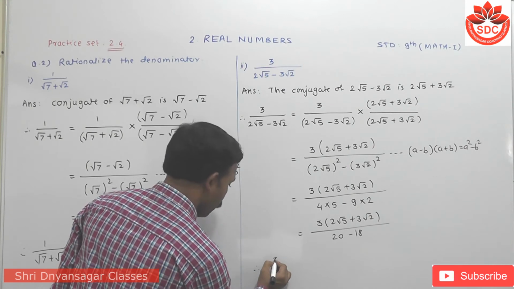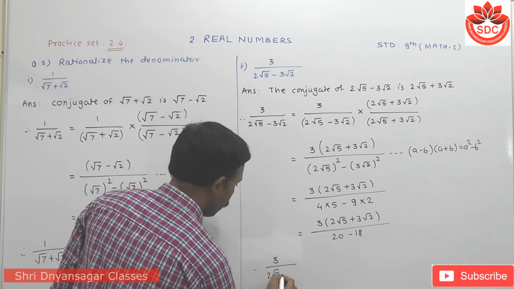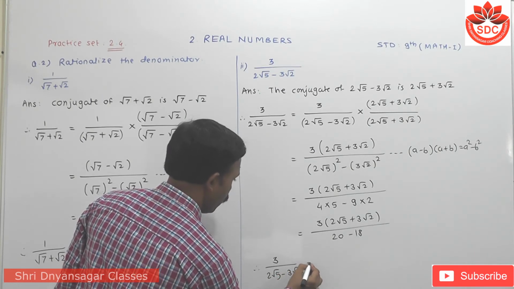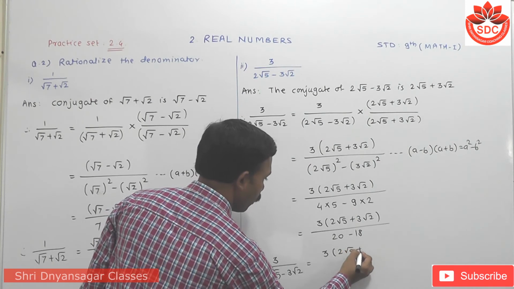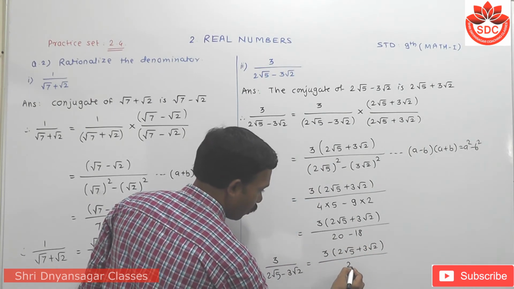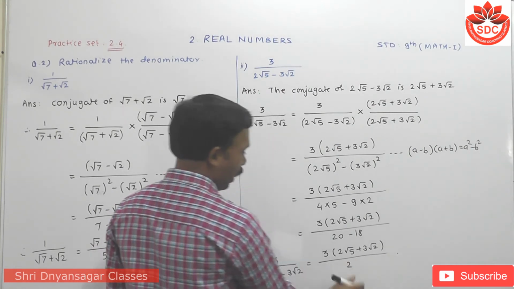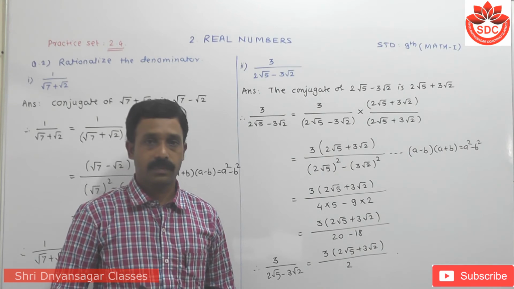Therefore 3 upon 2 root 5 minus 3 root 2 is equal to 3 into 2 root of 5 plus 3 into root of 2 upon this subtraction, which is how much? 2. This is our answer of this second question. We take the next question.